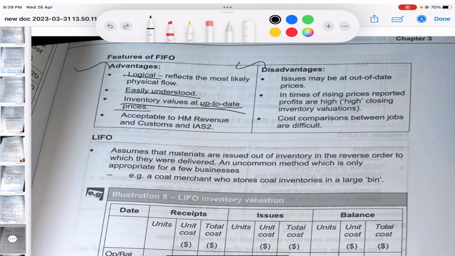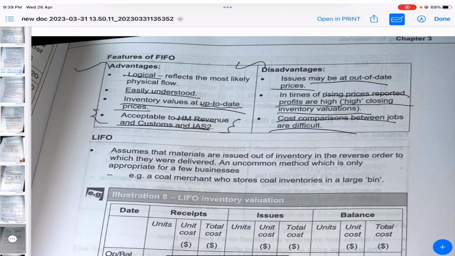So even if there is a fluctuation in the market price right now, whatever is the latest is going to more likely be closer to my market price rather than something which came earlier. Acceptable to HM Revenue and Customs and IAS 2. So these are my laws, HM Revenue and Customs. Disadvantages: issues may be out of date prices, obviously. At times of rising prices, profits are high, closing inventory valuation. Cost comparisons between jobs are different. So these are my different kinds of advantages and disadvantages.